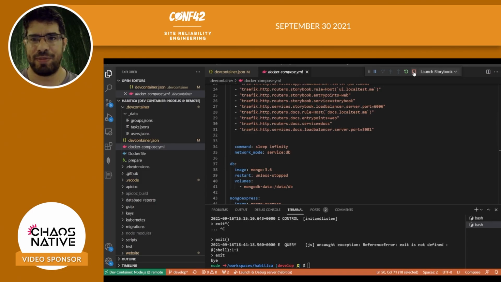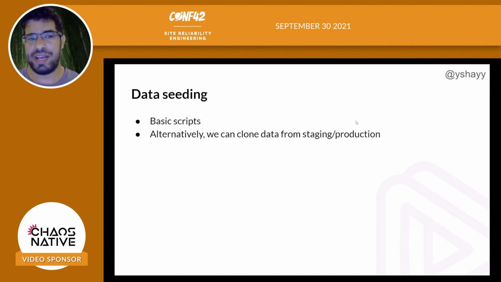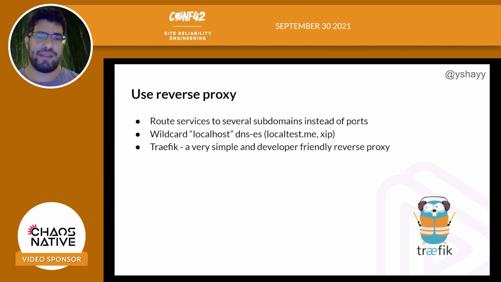I'll stop it because it seems heavy. And let's go back to the slides. So we saw here a full stack application that uses Docker Compose and a DB image of Mongo and additional tools like Mongo Express. I did some data seeding with basic scripts. Alternatively, we can clone data from staging or production if needed.